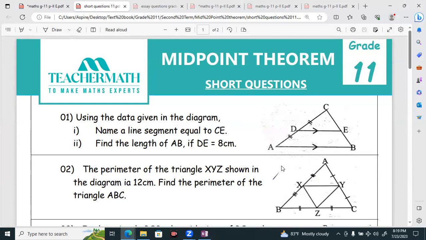Look at the midpoint theorem. Here, using the data given in the diagram, name a line segment equal to CE. Find the length of AB if DE equals 8 centimeters. With the converse of the theorem, what can you say? What is the line segment which is equal to CE? Does this diagram belong to the midpoint theorem or the converse of the midpoint theorem?